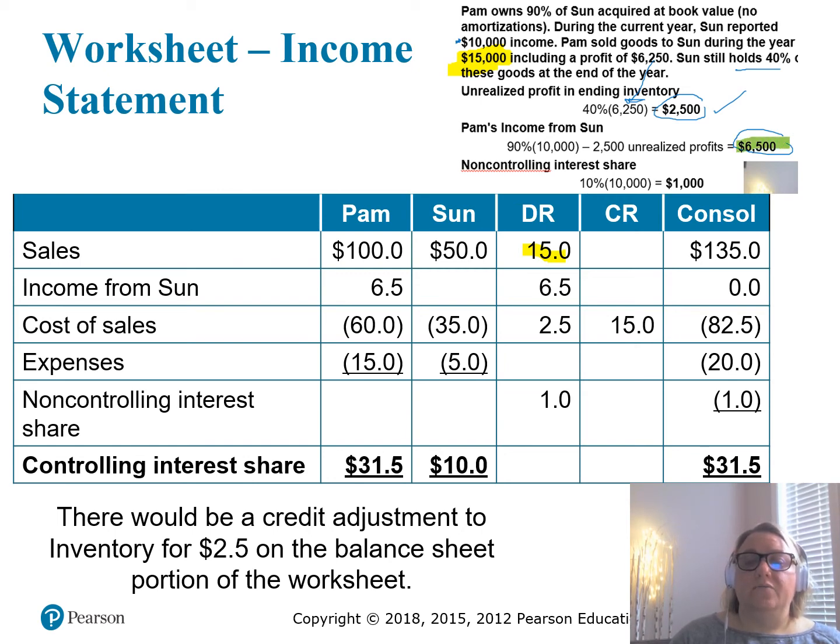And now we're going to go ahead and take it, but then we're going to eliminate it. So at the end of the statement, it's a zero balance. Our cost of sales, we have this cost of sales is for them and Sun. What we're taking out of our cost of sales is this little 2,500 right here.